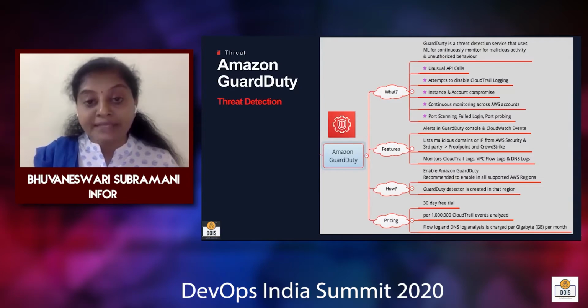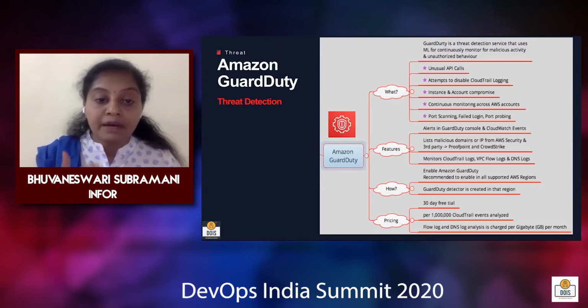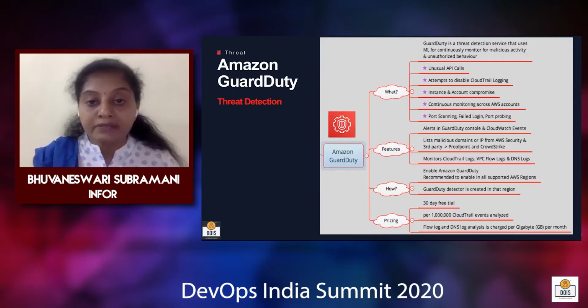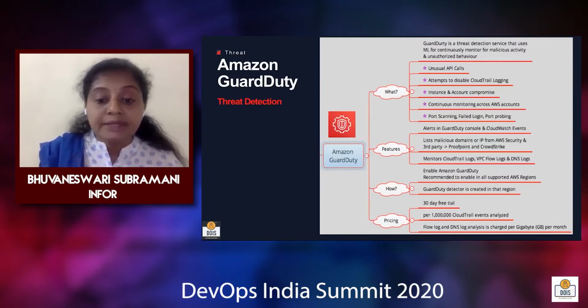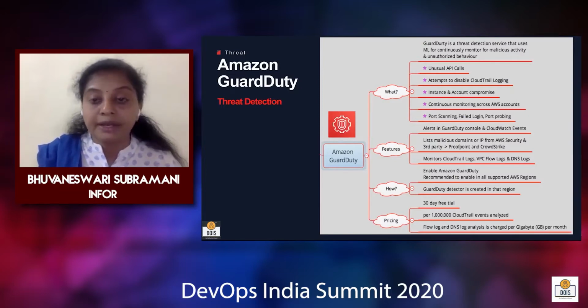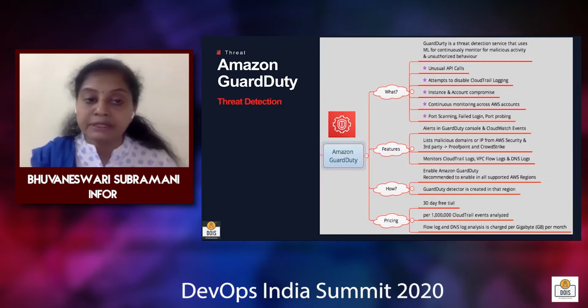How does the pricing work? It's based on the volume of data that you have assessed as part of VPC flow logs and DNS logs, and the quantity of CloudTrail events that is monitored. These are the parameters based on which it decides how the information is processed, and you will be charged accordingly. But remember, if you're going to try it, the first 30 days is free whenever you first try to use Amazon GuardDuty in your account.